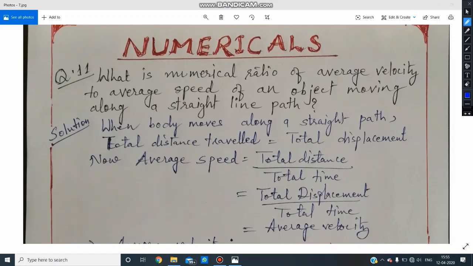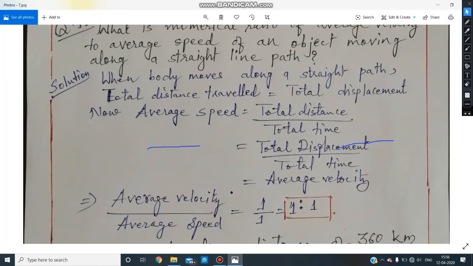This is a very simple situation which can easily be dealt with. Let's go through how it is done. When a body moves along a straight path, we know that total distance and total displacement both will be the same. Now applying the formula of average speed, we can follow: average speed is equal to total distance by total time.